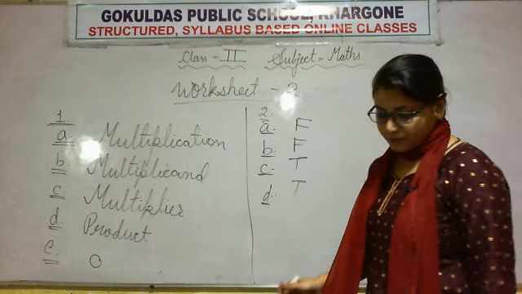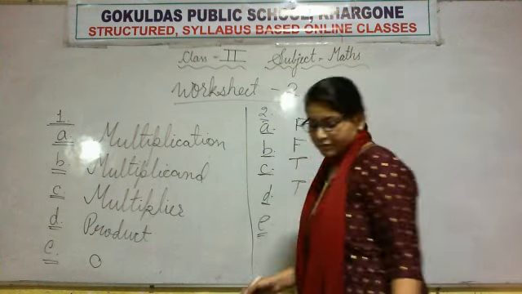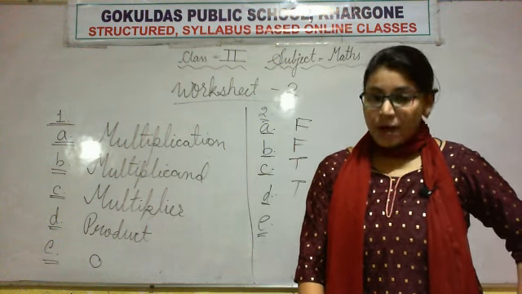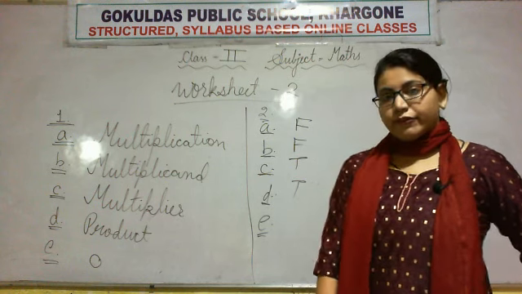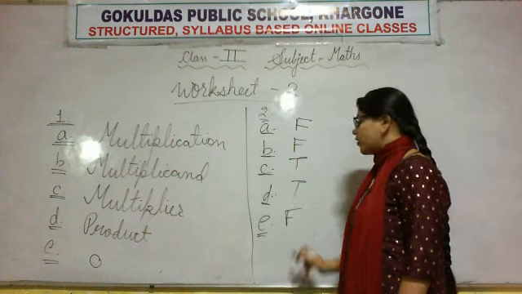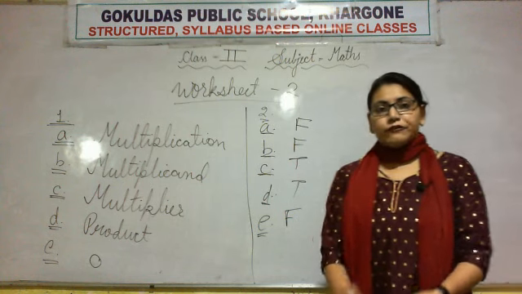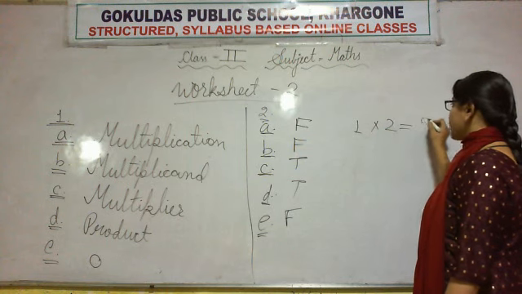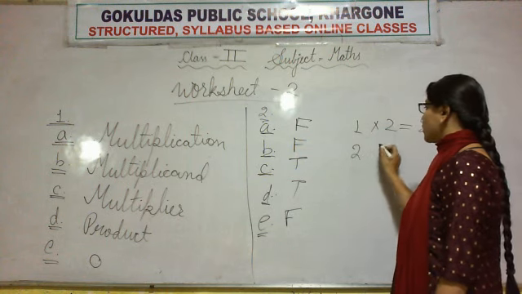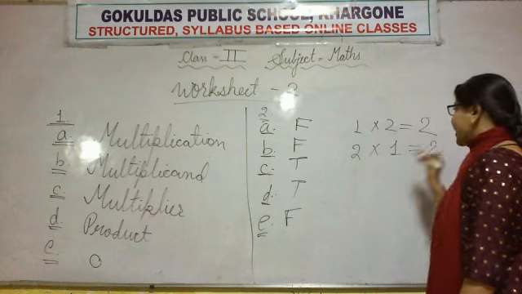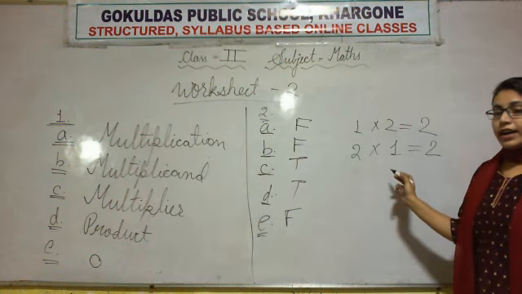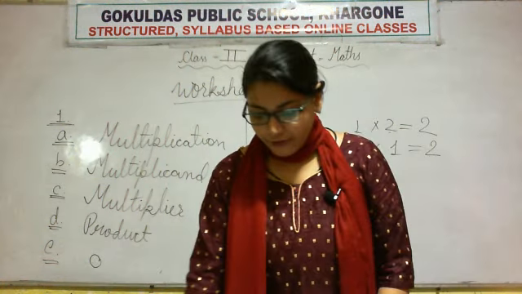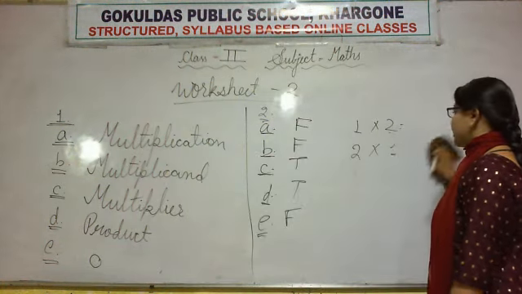Now the last one of the same question. If the order of numbers in a multiplication sum is changed, the answer will be different. This statement is false. We know the order property of multiplication. Let's take the example 1 into 2. 1 into 2 is 2, and if we change the order, 2 into 1, 2 ones are again 2. So if we change the order, our result will be the same. Our result will not be affected. This is the order property. So the statement is false.